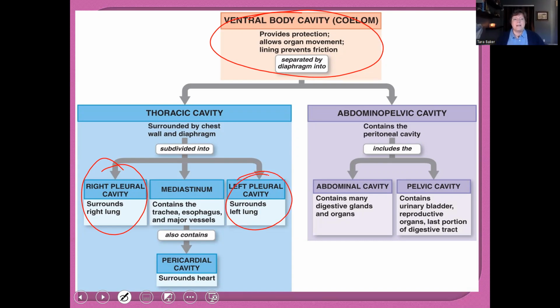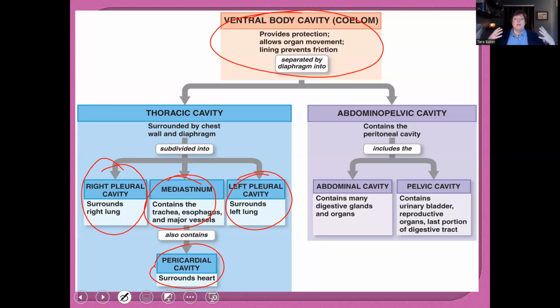That's called the mediastinum. The mediastinum is going to contain your trachea, which is your windpipe, your esophagus, which is the tube that goes from your mouth to your stomach, and then some major blood vessels like your aorta. And it also contains another baggie, which is called the pericardial cavity, and that surrounds the heart.